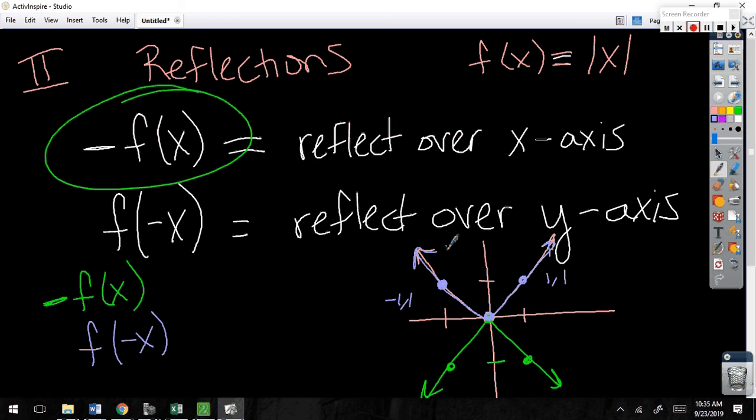Opposite sign. Wait, so the green is a reflection over x. The purple is a reflection over y. As long as it's symmetrical about the y-axis, then a reflection over y is going to be the same graph.